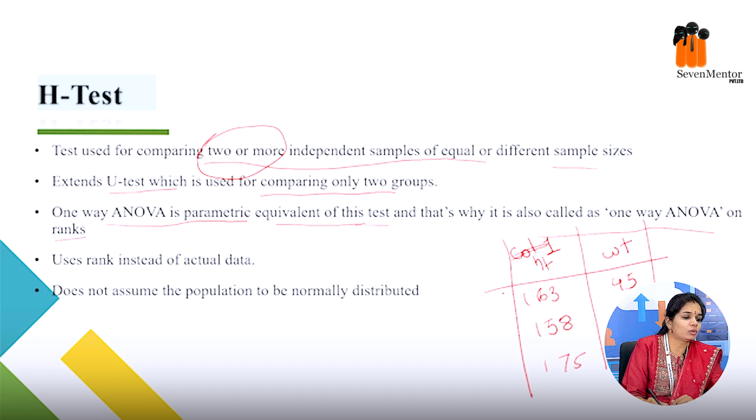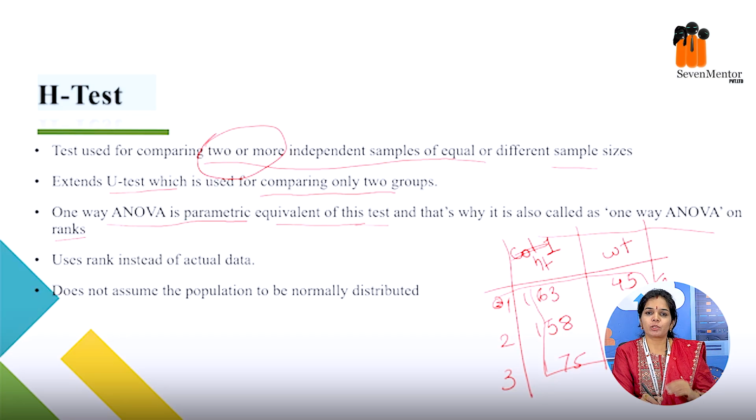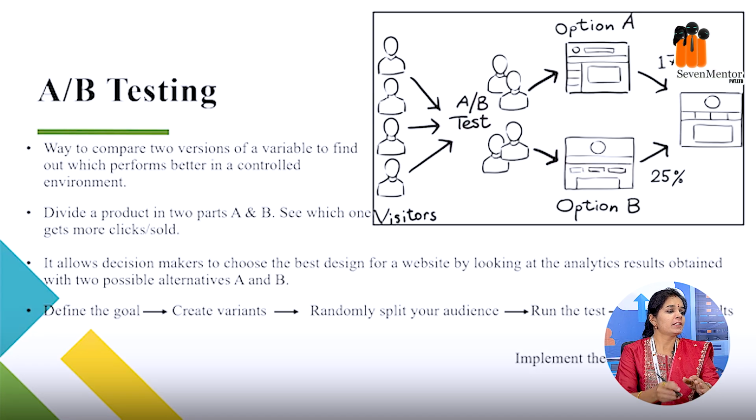Okay, so this is our actual data, correct? Instead of using this actual data, it will give ranks to it. 0 is not a rank. 1, 2, 3, 4, 5, 6. So it will be using the ranks in this way. Okay, it doesn't assume the population to be normally distributed, which we already accepted while going through non-parametric tests.